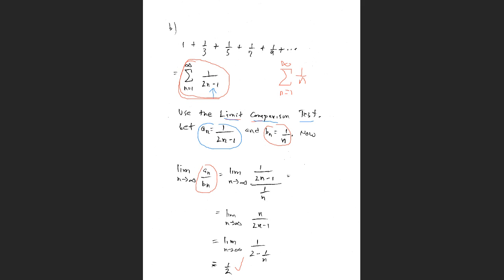Professor, so in general, does it matter which one uses a sub n and b sub n? It doesn't. I just traditionally like to let a sub n be the nth term from the series I'm interested in, and then b sub n be the term from the other series. That's just kind of how I do it.